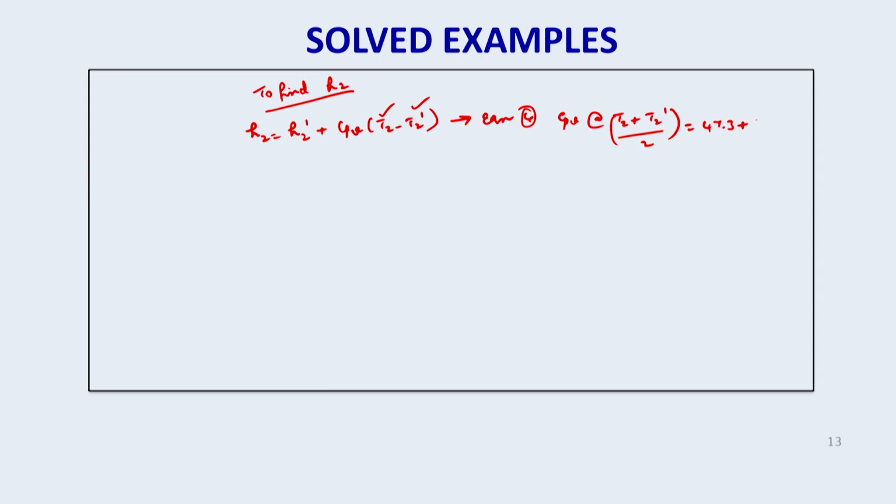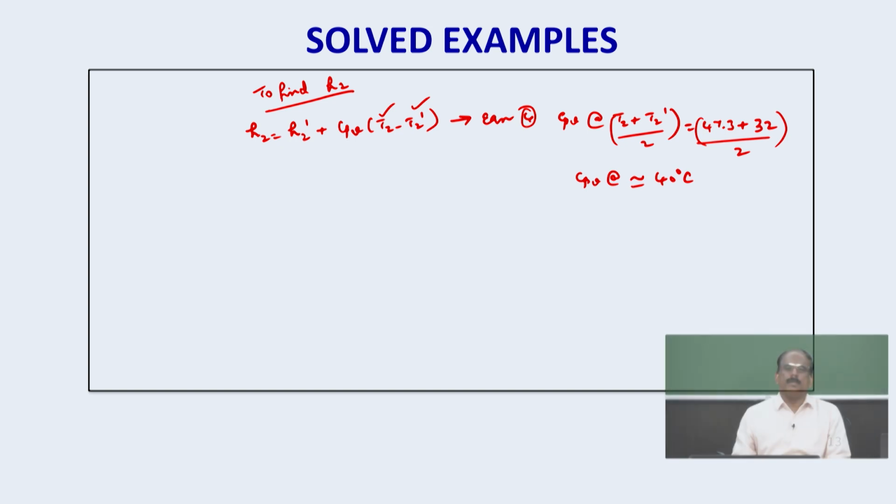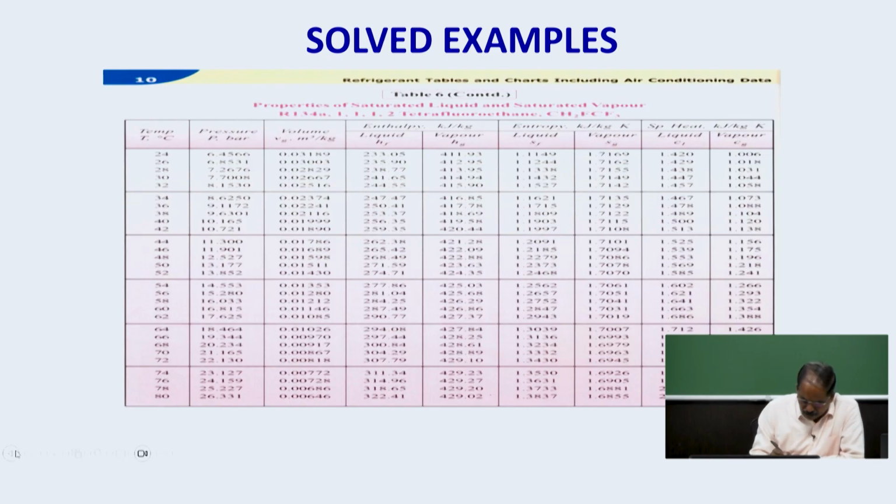47.3 plus T2 dash, which is 32, divided by 2. So this is approximately 80 by 2. So Cp of vapor is to be evaluated at 40 degree centigrade. So 32 plus 47.3 is 79.3, and I have taken it as 80 by 2, 40 degree centigrade. So Cp of vapor is corresponding to 40, which is here.